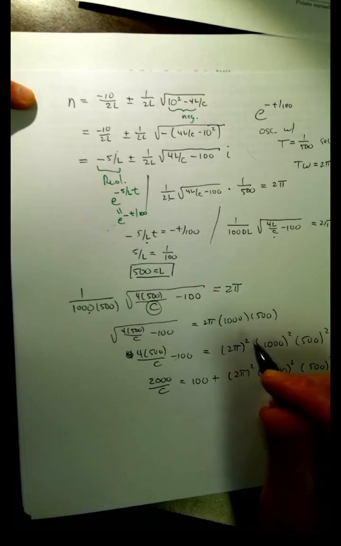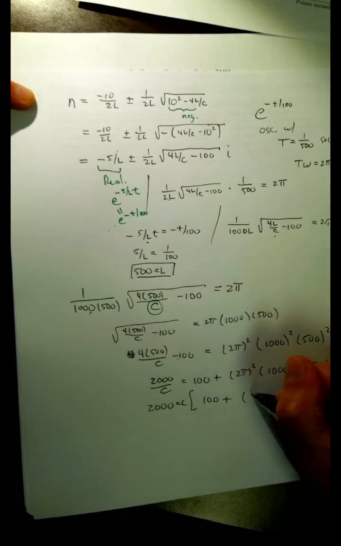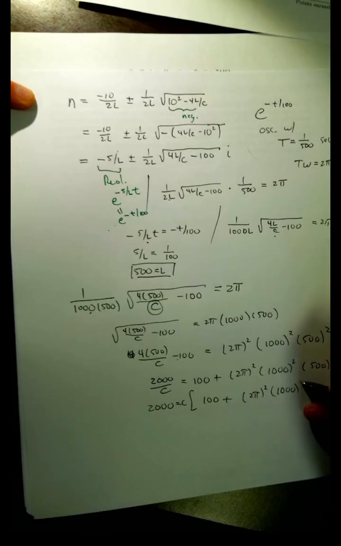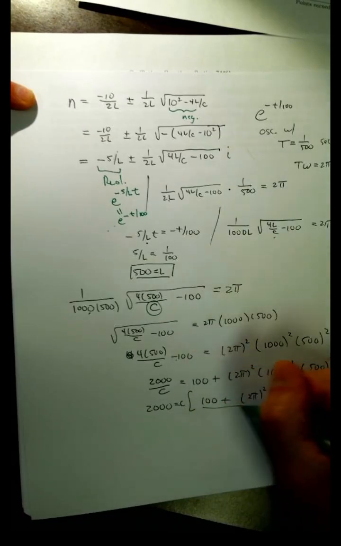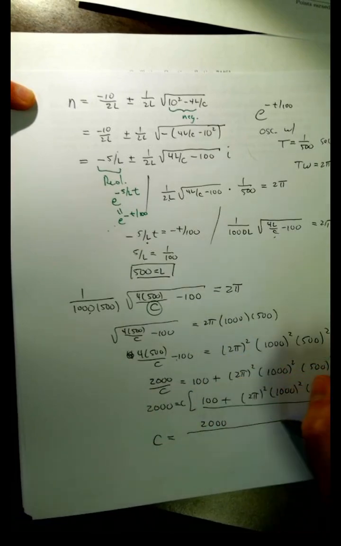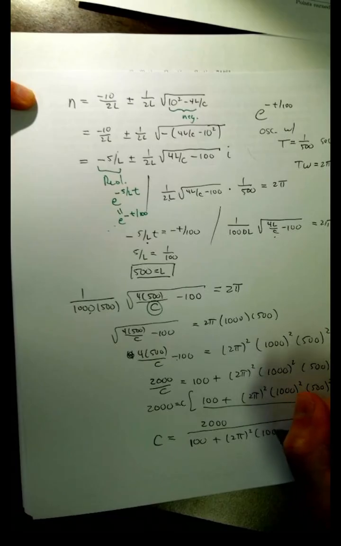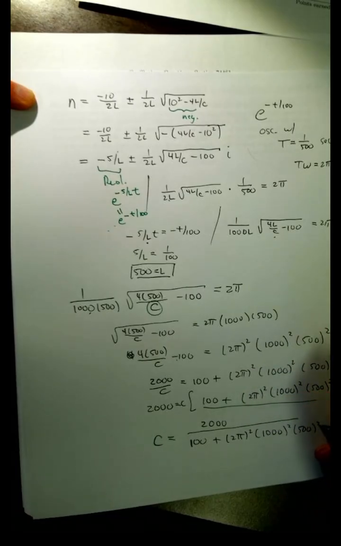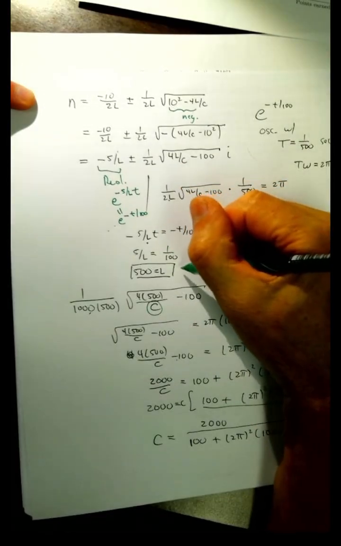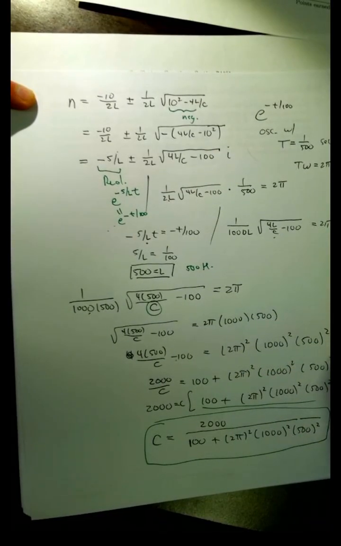And I'm going to multiply both sides by c. This whole mess is 100, stays the same. That's 500 squared. And divide through by all of this. So I get c is going to be 2,000, all divided by 100 plus 2 pi squared times 1,000 squared times 500 squared. Okay. So I now have L is 500 henries, and my capacitance is this many farads.